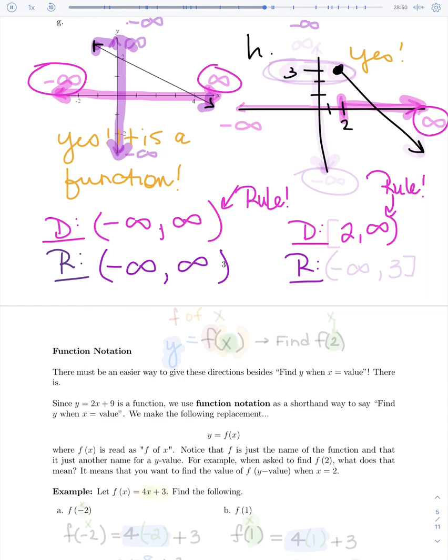However, at 2, the question is, what are we going to use? Well, we've got a closed circle here. That means we've got a graph that does exist there, which means we're going to use a bracket. We're going to include the 2. That's it. The range is a little bit more difficult, but not too bad.